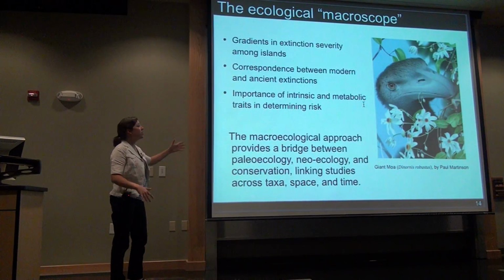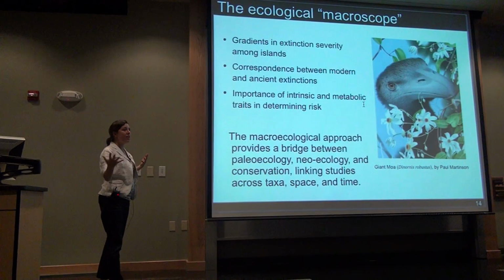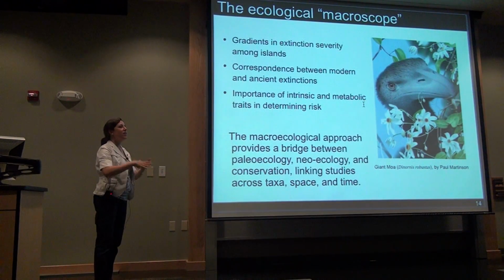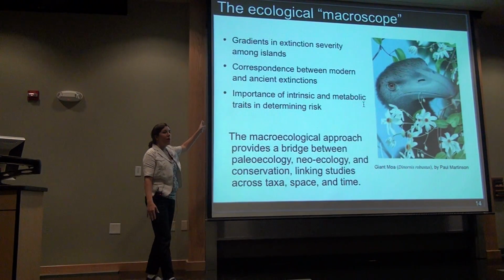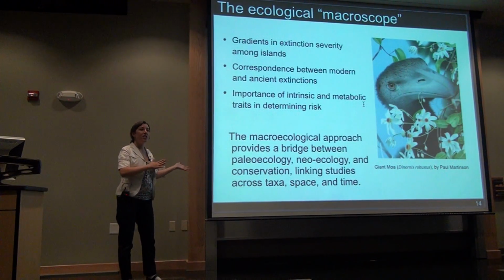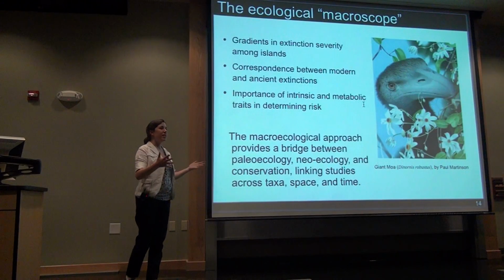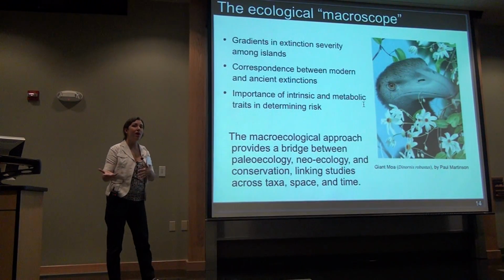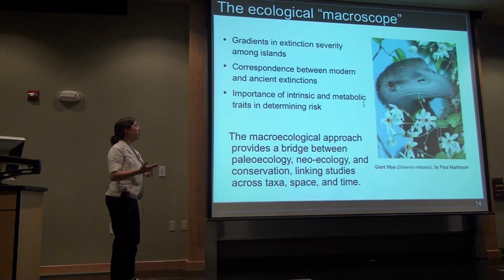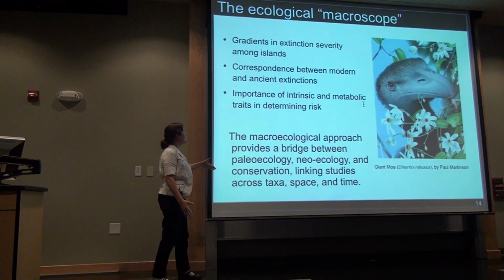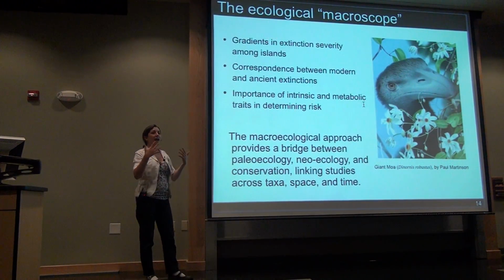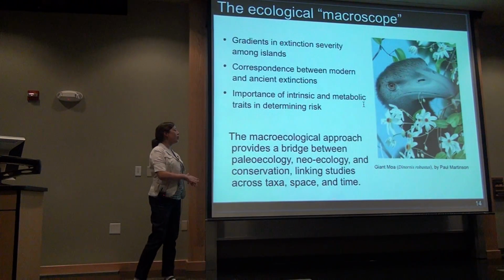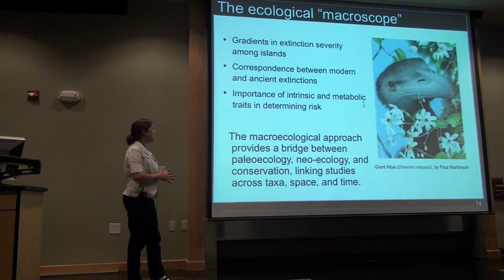So to come back around, I think that using a macroscope to study extinction biology is very valuable. We can understand gradients in extinction severity across both islands and in continental settings. We can understand that there is a correspondence between modern and ancient extinctions, in which ancient extinctions can actually be used as a model for present-day conservation questions. And it really highlights the importance of intrinsic traits and metabolic ecology in determining extinction risk.